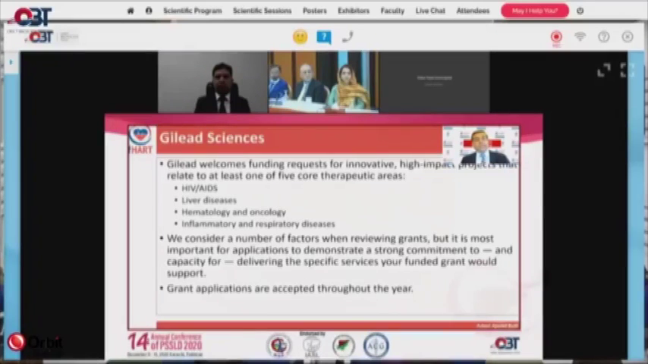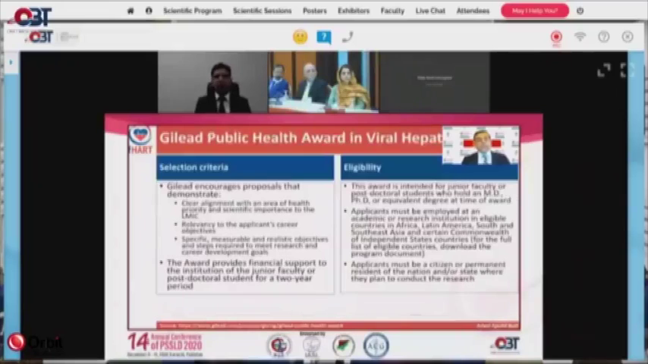So they consider a number of factors when they're reviewing grants, but it is most important for applicants to demonstrate a strong commitment to and capacity for delivering the specific services that the grant would support that you're asking for. They accept grant applications throughout the year, but from time to time they put out RFPs, or requests for proposals, which have specific deadlines. So you need to keep an eye out for that by looking at the website. And I've listed the website at the bottom of this slide.